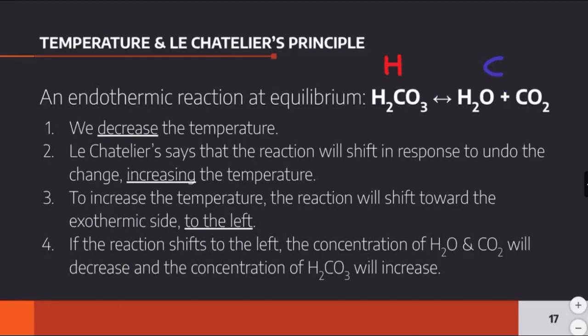Once I know that, I can start working through my Le Chatelier's. So if we decrease the temperature, Le Chatelier's is going to respond by trying to increase the temperature. It's going to shift towards the warmer side. The warmer side here is going to be the left, so this reaction will shift left in response. If it shifts left, that's going to increase the concentration of H2CO3, and it's going to decrease the concentration of H2O and of CO2. So if we cool down this particular reaction, the concentration of H2CO3 would go up, but we'd end up with less H2O and less CO2.